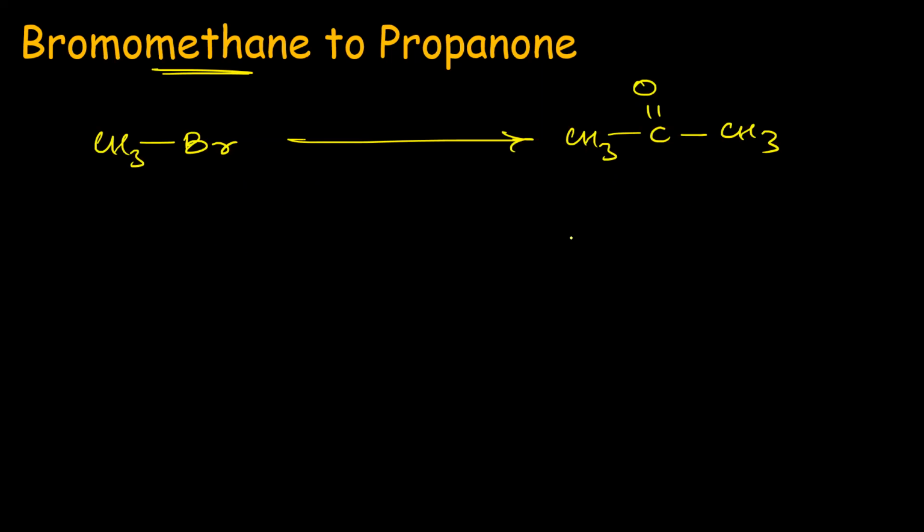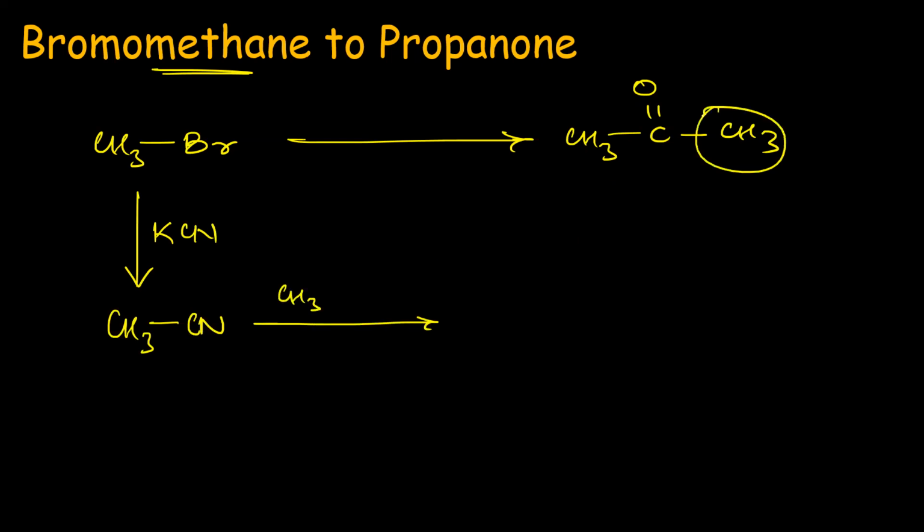So what we are going to do here, we are first of all going to react with KCN, and with KCN I will be getting CH3CN. After this I will react this with CH3MgBr because I have a CH3 group extra. I have got these 2 carbon atoms, right? Now it is a very important reaction. I will show you why.